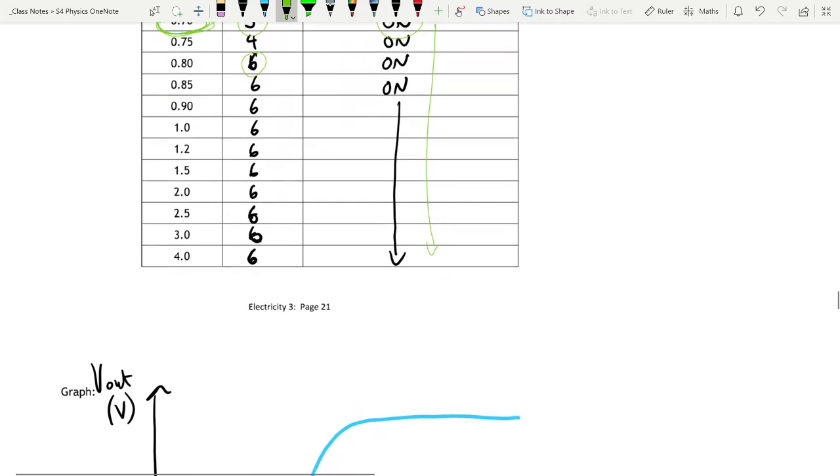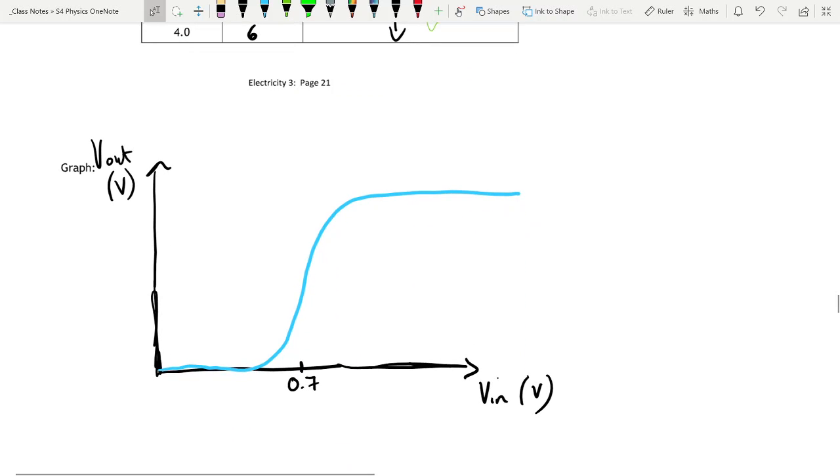Now if you were to plot a graph of this, your graph would look a bit like this. So you can see the blue line, it's zero, zero, zero, and then it creeps up a little bit.